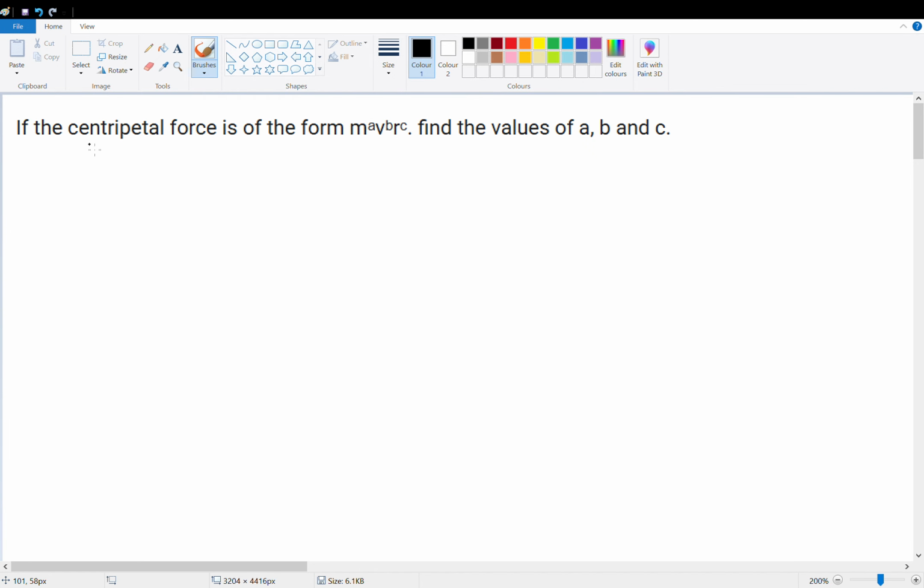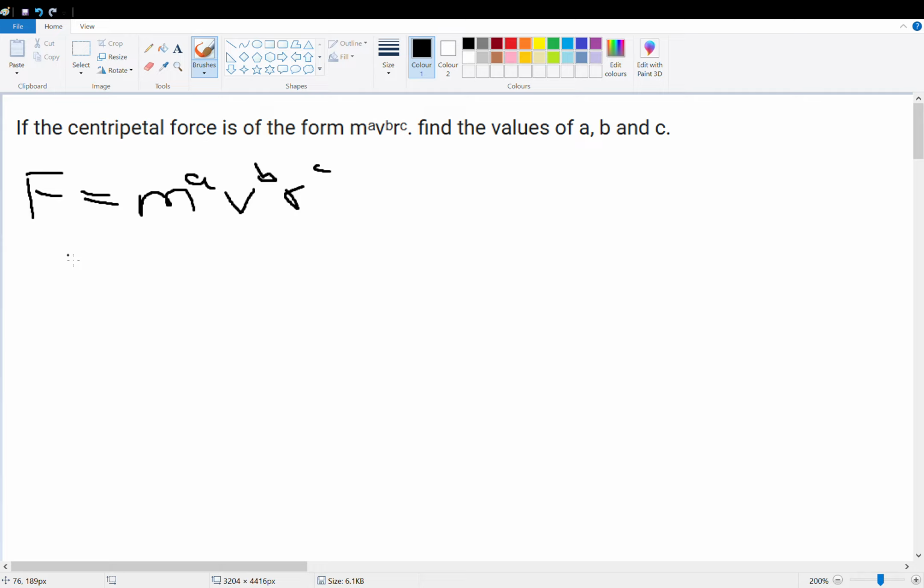If the centripetal force is of the form m to the power a, v to the power b, r to the power c, find the values of a, b and c. So it's telling us to find the powers of m, v, r. The equation we can make is, since it's a force, F is equal to m^a v^b r^c.